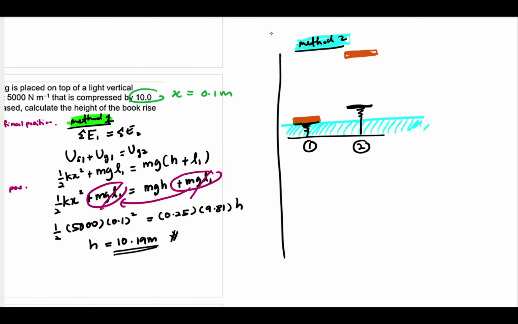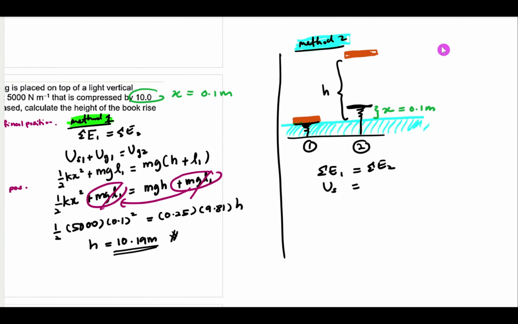And then what is this? This is its X. Its compression is 0.1 meter. And then its height is this, its H. Alright. So now, look at conservation of energy, 1 equals 2. At this point, number 1, it has no height, right? The book is exactly here. We consider this our reference point, the blue line. So it only has US, elastic potential energy. And then, after we release, what happened?